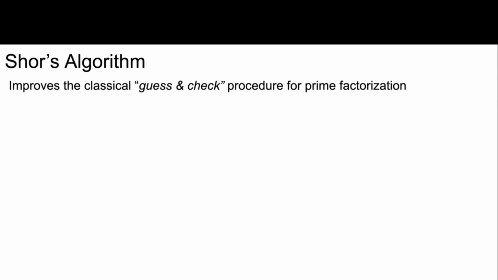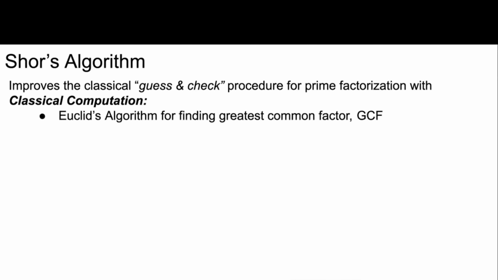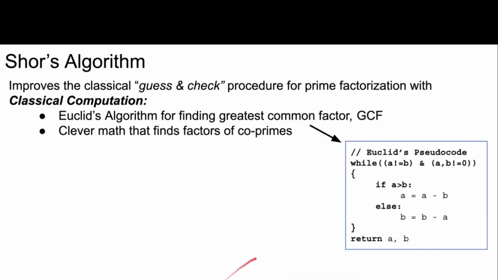Shor's algorithm includes classical and quantum components. So for classical computation, we use Euclid's algorithm for finding the greatest common factor, or GCF, as well as clever math that helps us find factors of coprimes. Here we have the Euclid's algorithm pseudocode, where we take two numbers, A and B, and we attempt to find the greatest common factor between them. So we first see which number is larger, A or B, and we subtract the smaller from the larger. We continue this procedure until A and B are equal, or either A or B is equal to 0. Then we know that we found our greatest common factor.